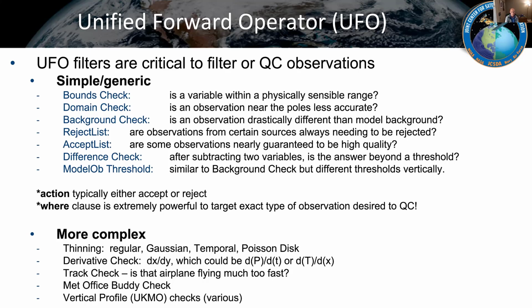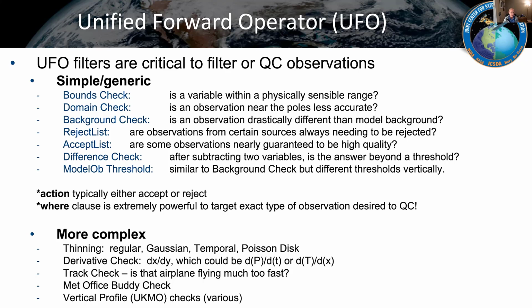Model ob threshold is interesting because it's similar to background check, but it does have some differences that you can put in a vertical. So you might want to reject relative humidities of drastically different values near the surface and might do less of that. You might change that background check threshold higher up in the atmosphere. So you have some options to not make it just a global one value everywhere difference check or background check.